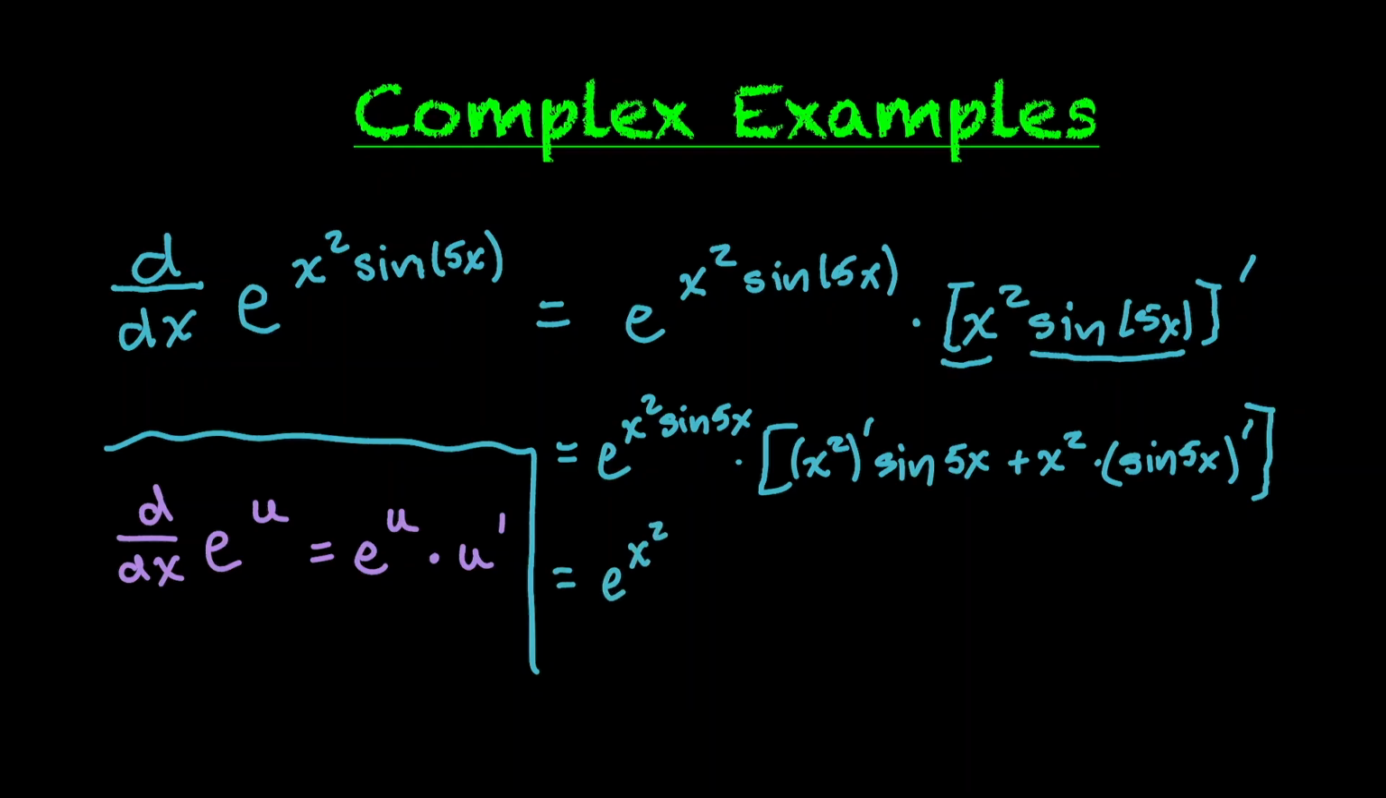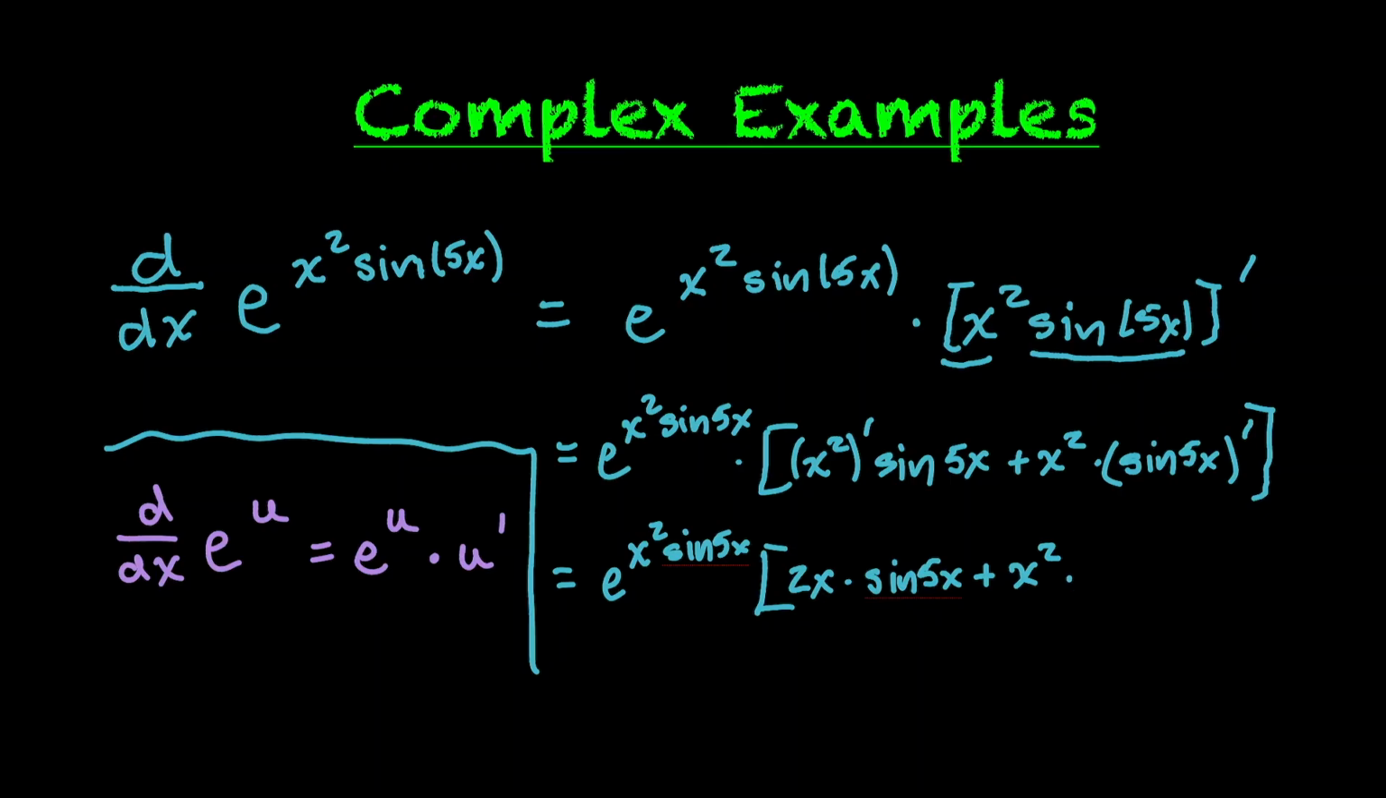The derivative of x squared is just 2x. Again, I'm just doing some copying here. But the derivative of x squared is 2x. Sine of 5x is being left alone. Then x squared is being left alone. And then here, what is the derivative of sine of 5x? Well, it's not just sine of x, it's sine of something more complicated. So here I need another chain rule.